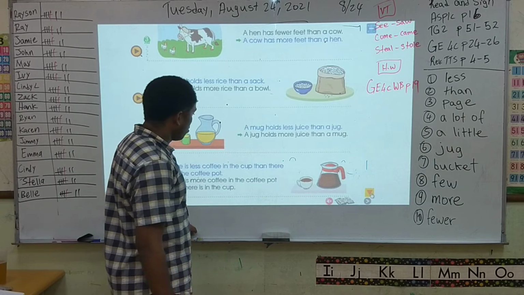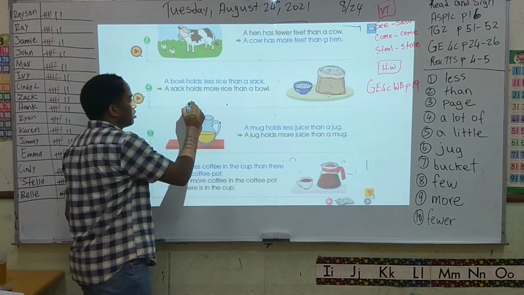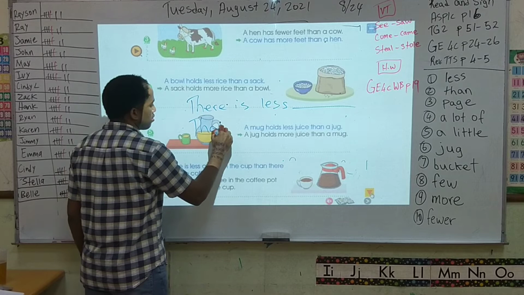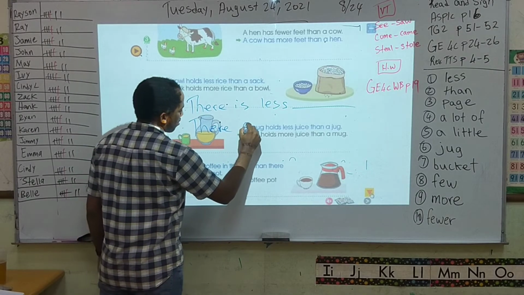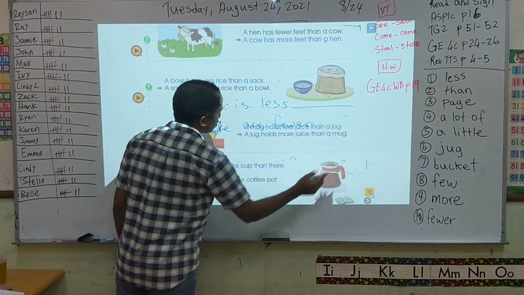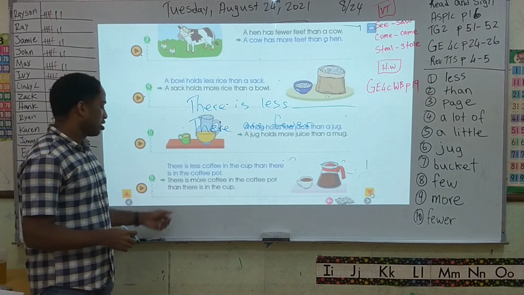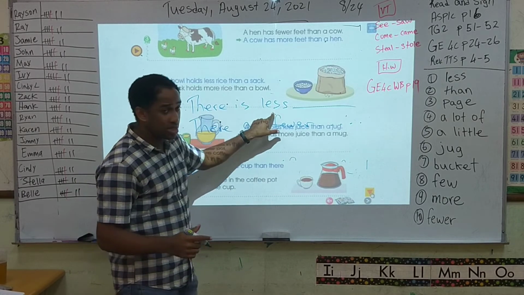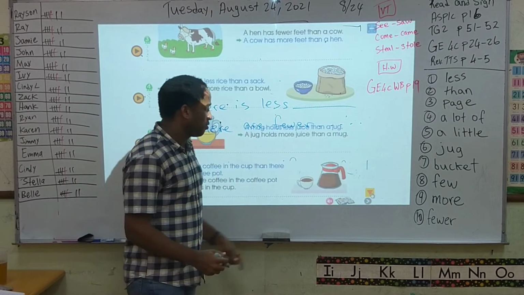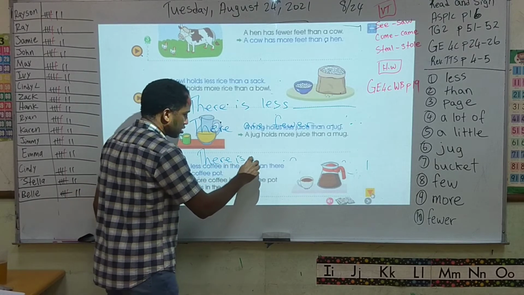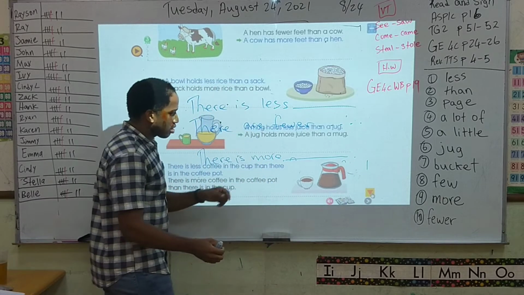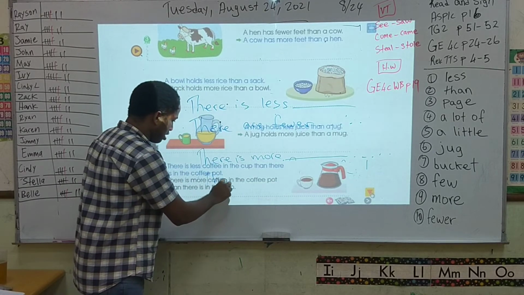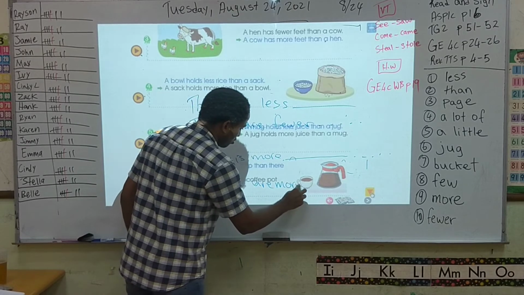So remember, for less, we say there is less. There are fewer. There is less, there are fewer. For countable, now, there is less for uncountable, there are fewer for countable. There is more for uncountable. There are more.